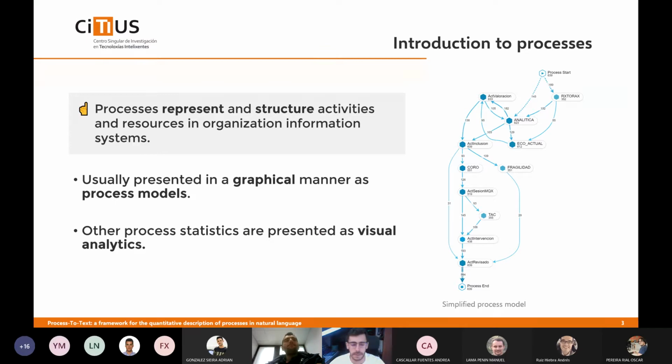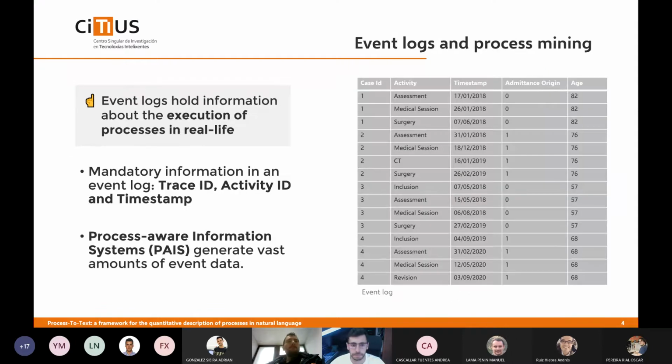So, as Juan Antonio said, processes constitute a useful way of representing and structuring the activities and resources that take place in organization information systems from almost any domain. The behavior of these processes is usually represented as process models that represent in a graphical way the activities as nodes that take place in a process, as well as the dependencies as arcs between them. All the relevant properties of the process tend to be included in the model, such as frequency or temporal properties.